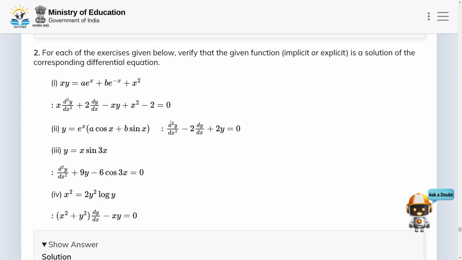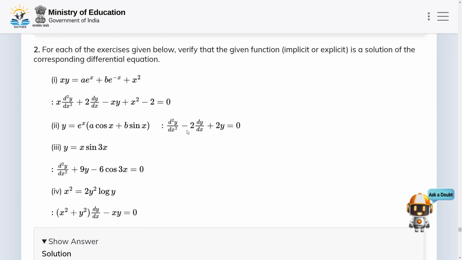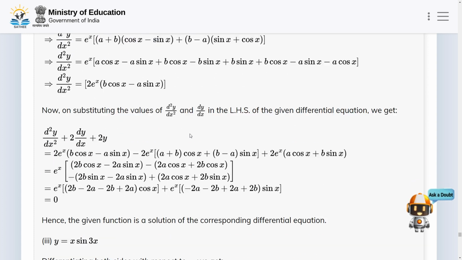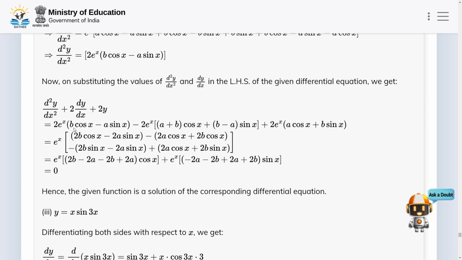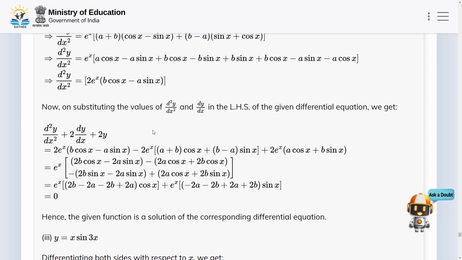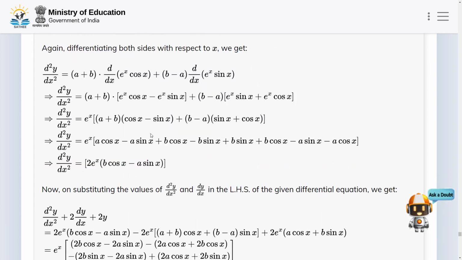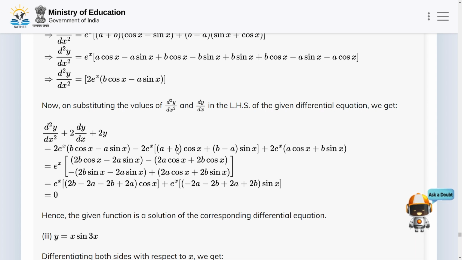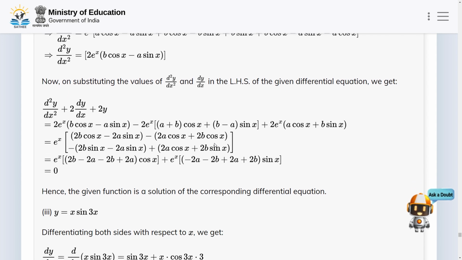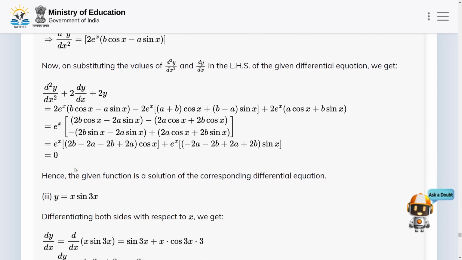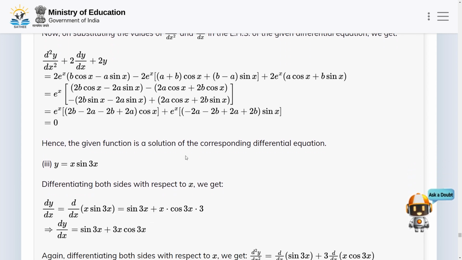What is your condition? This thing. So after substitution in this, you will have 2e^x (b cos x minus a sin x) minus 2e^x (a plus b) cos x plus (b minus a) sin x plus 2e^x (a cos x plus b sin x). Now simplifying this, you will have it equal to 0. This means this is a solution for the given thing.